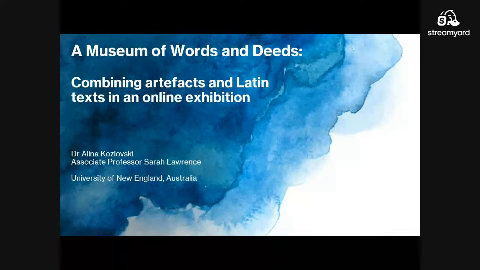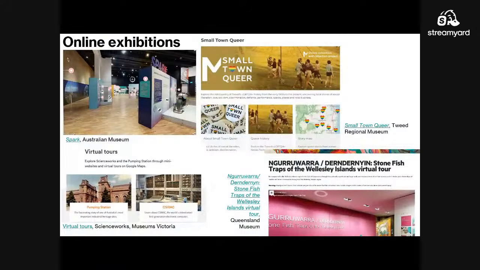Now, before we talk about our own online exhibition, I just want to give some context for this medium. So online exhibitions have existed for quite a while. If you look online, you can even find ones from the 90s. These ones on my slide are a few recent examples from different institutions around Australia. And there are, of course, lots of online exhibitions of Greek and Roman materials as well.